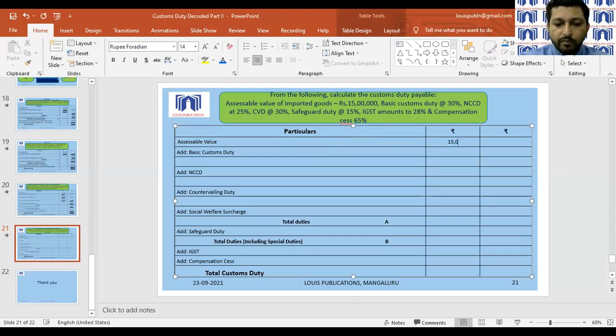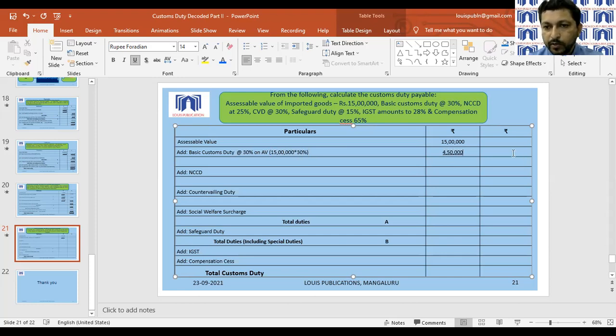Assessable value is given to us. So I record 15 lakh. Then we add basic customs duty. Now, as far as basic customs duty is concerned, it is given very clearly. Basic customs duty in this problem is levied at 30% on assessable value. So I will take 15 lakh. 15 lakh into 30%. So it will be 4,50,000.